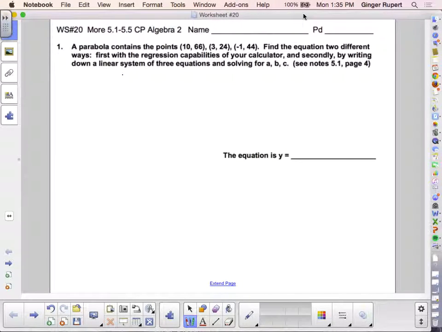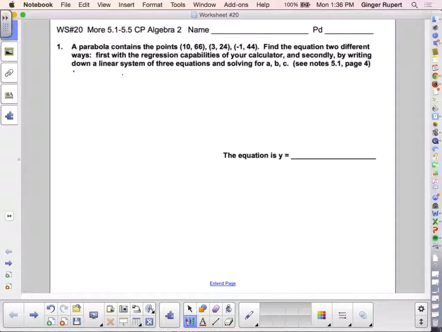Okay, the first one says a parabola contains the points (10, 66), (3, 24), and (-1, 44). Find the equation two different ways. First, use the regression capabilities of your calculator, and secondly, by writing down a linear system of three equations and solving for A, B, and C. Now, the first one we're going to do is write that linear system. We're going to use our calculator and a matrix equation to solve for those variables.